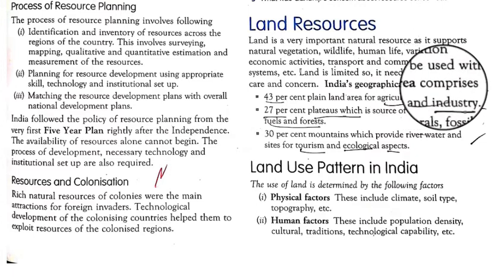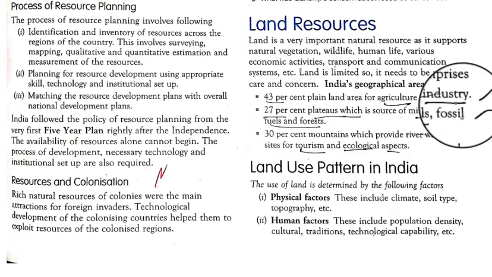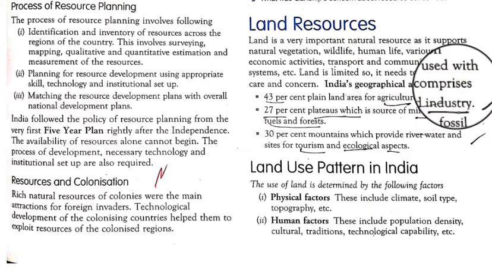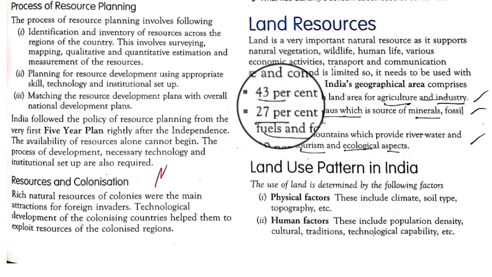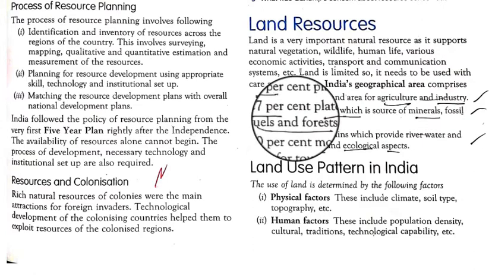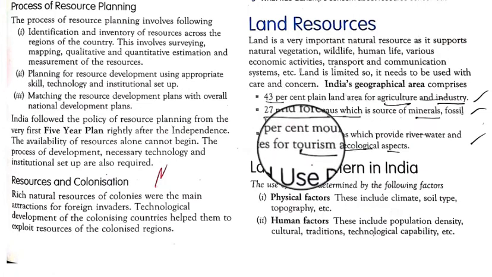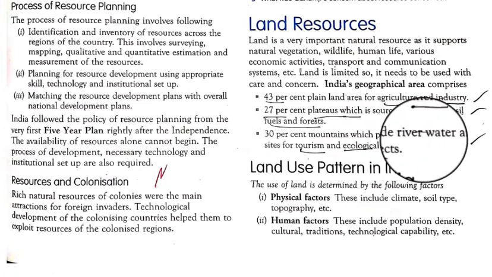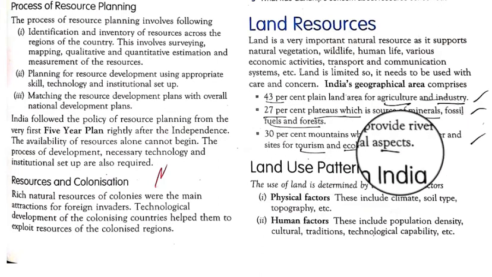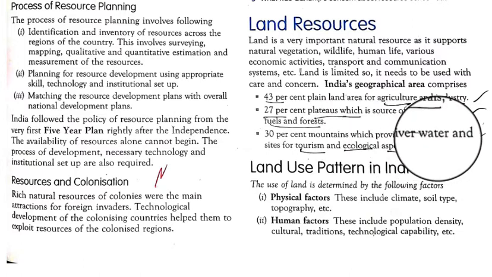India's geographical area comprises, by one estimation, 43% plain land under agriculture and industry, and 27% plateau, which is a source of minerals, fossil fuels and forest. 30% is mountains, which provide river water and sites for tourism and ecological aspects.